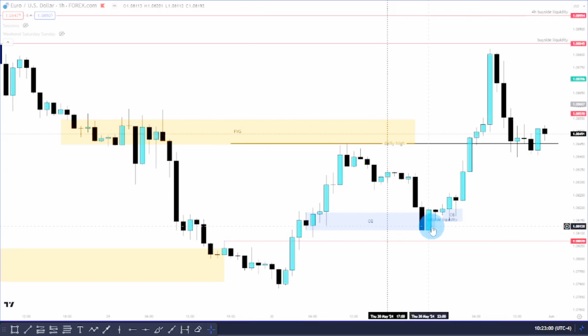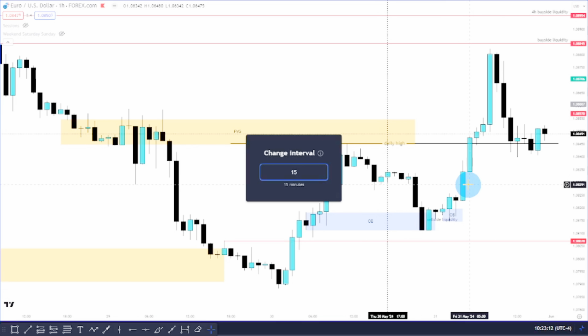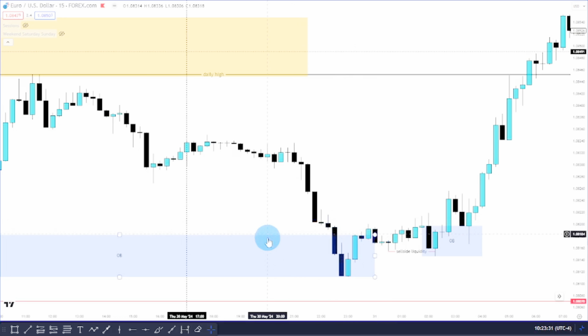But we got into this price using the 15 minutes. We scalped in using the 15 minutes to ride the price to the daily high. So going into the 15 minutes, this is the 1 hour order block, this is the previous day high, and this is the daily fair value gap. You can see how price reacted from the 1 hour order block.